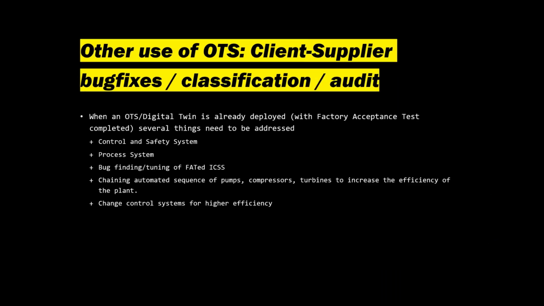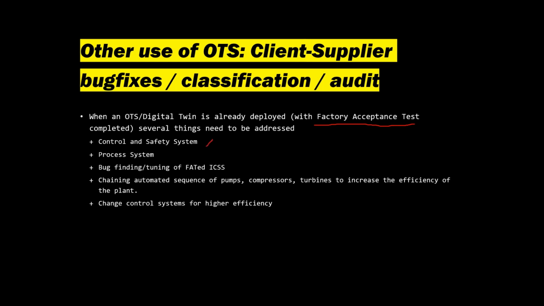Another use of the OTS is client-supplier bug fixes. Once you deliver the OTS, you cannot let your supplier go astray because you are the client. You want to make sure that your devices will always be working well. So you need to continuously communicate with the supplier, saying that this needs to be addressed because some of the readings do not match. And that can happen, although with factory acceptance tests completed, several things need to be addressed.